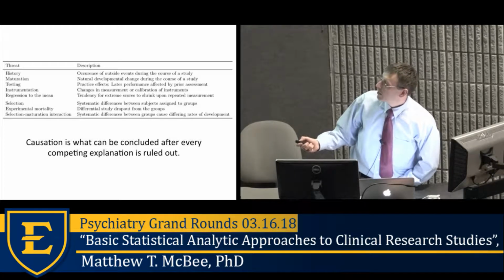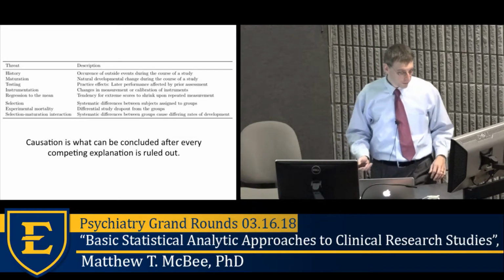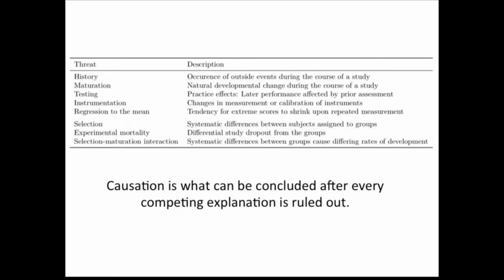But the big one here that's kind of buried is this, what they call the selection threat. And that is, there could be systematic differences between subjects assigned to groups. And that's really the threat that's most important. These other things are kind of details, but this one is also sometimes known as confounding. You heard that term before? Okay.